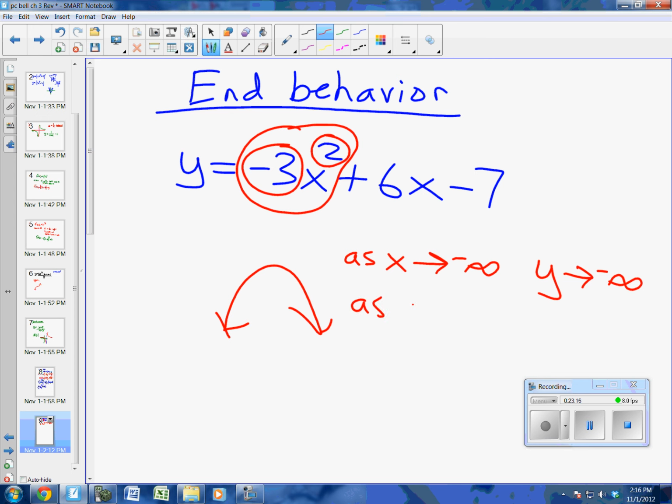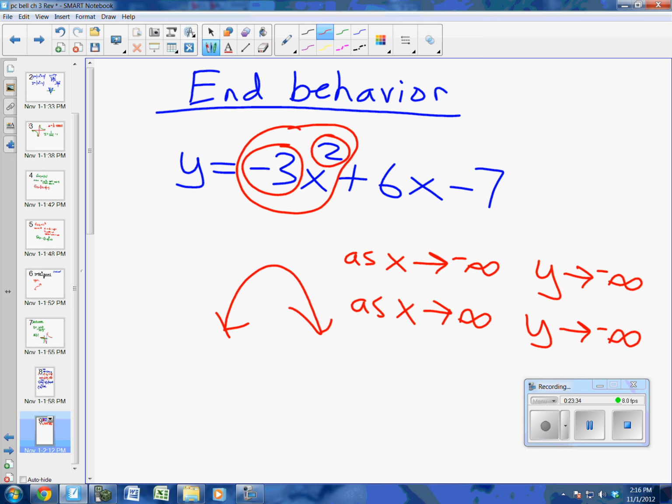And then the next one, as x approaches positive infinity, that means as x goes to the right, what is y doing? Y is also approaching negative infinity again. It's going down. Does that make sense? You guys remember that?